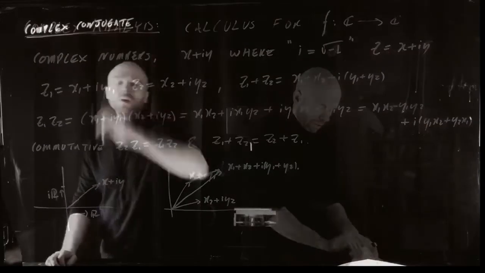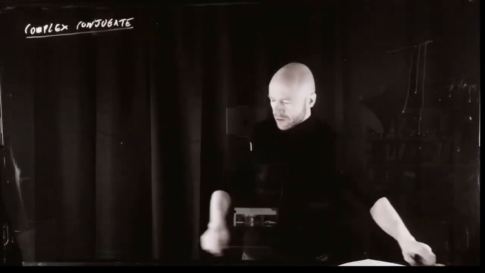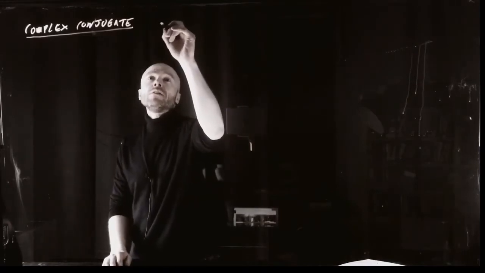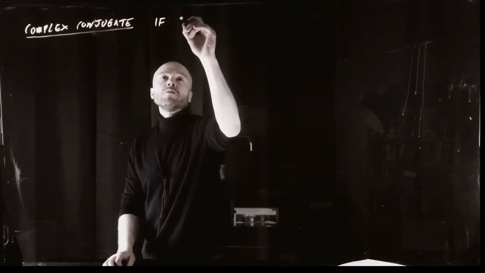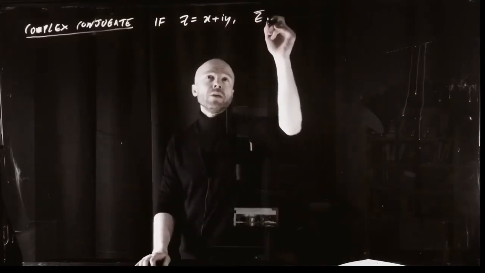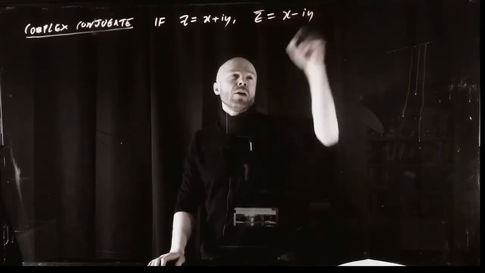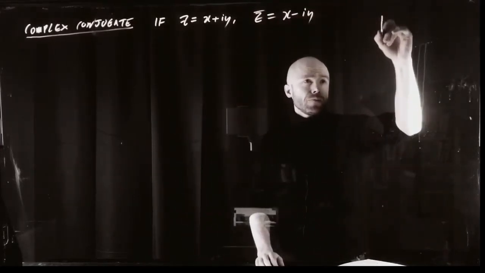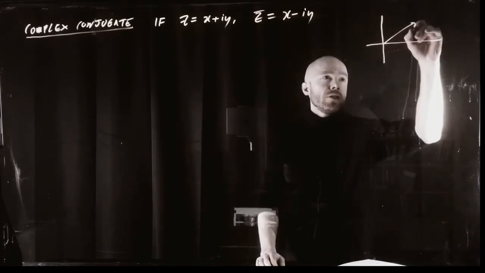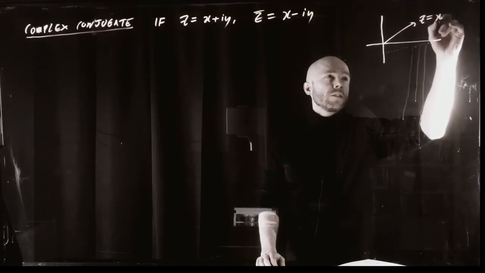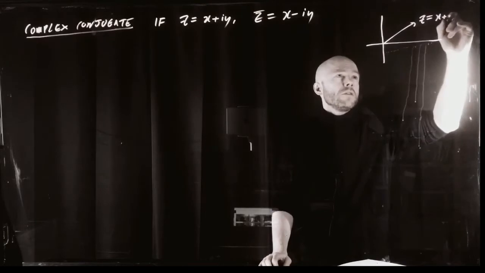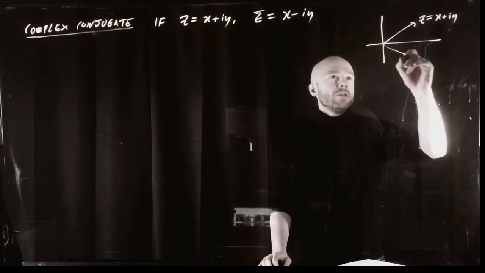Yeah? Good. All right. So this is an operation we do on the complex numbers where we do the following. So if we have z, which is x plus iy, then the complex conjugate z bar is x minus iy, and of course it comes with the picture. So if this is our z, which is x plus iy, then the complex conjugate is the mirror image over here.